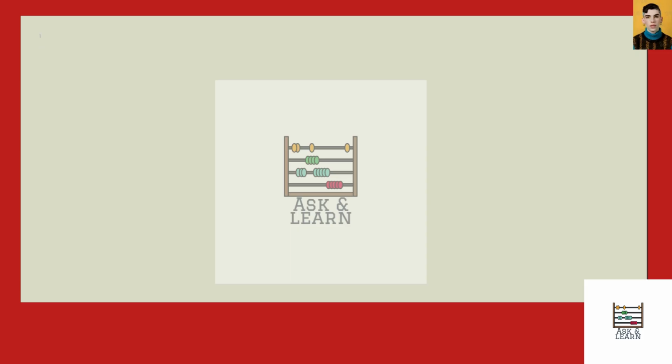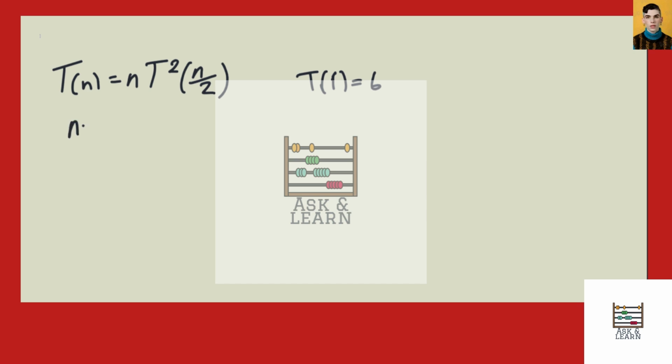Alright, so here we have that our function T is equal to n times T squared evaluated at n over 2, and initial condition T(1) is equal to 6. So first we're going to substitute n equals 2 to the power of k.